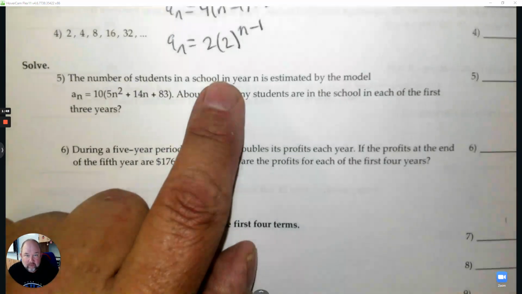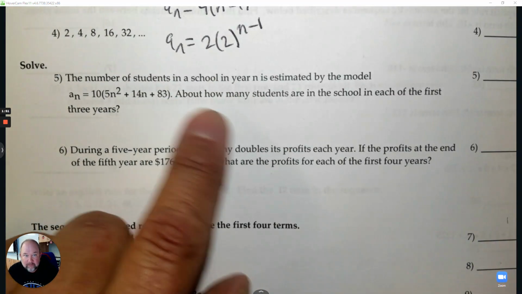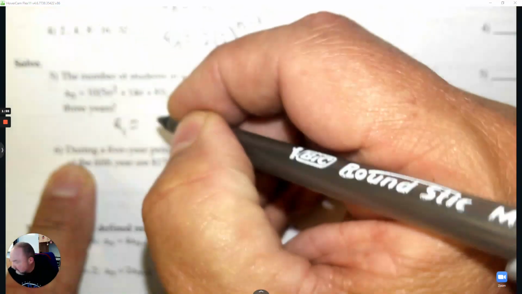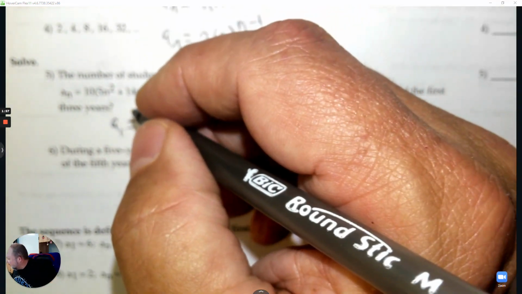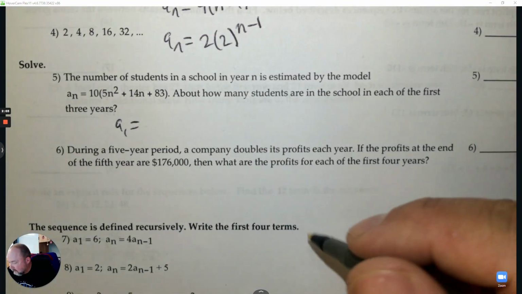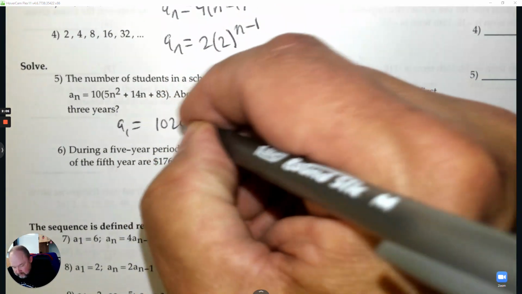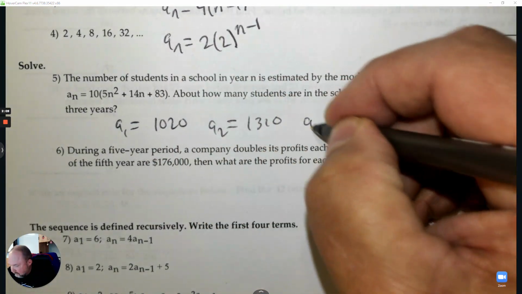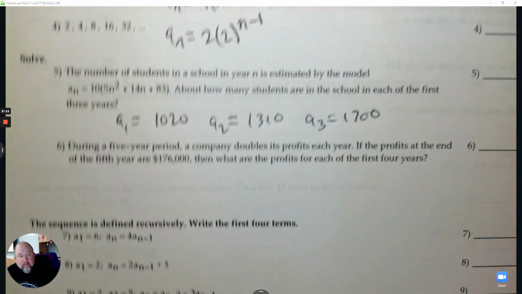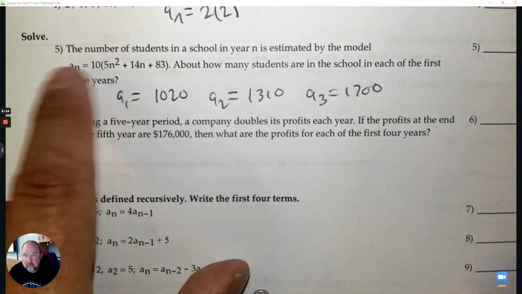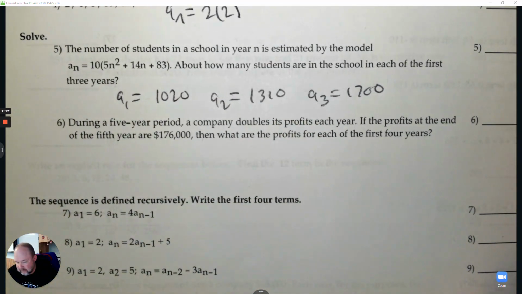The number of students in a school year is estimated to be this model, but how many are in the school the first 3 years? So you plug in what A1 is, and then you get an answer. Plug in what A2 is, get an answer. Plug in A3 and get an answer. So you plug in 1, plug in 2, plug in 3, and you get your answers.